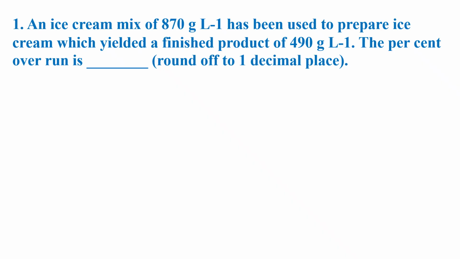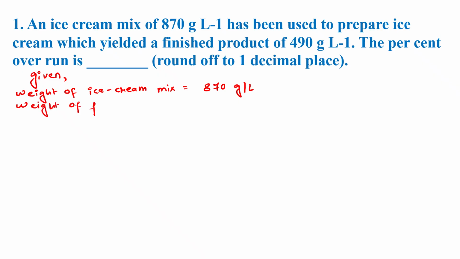So what are the things given? Weight of the ice cream mix, which is 870 gram per liter, and weight of the finished ice cream is also given, that is 490 gram per liter.